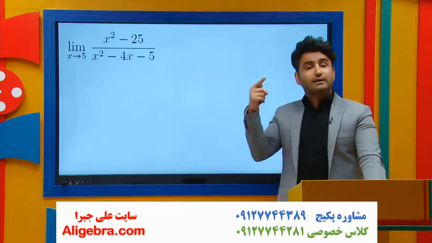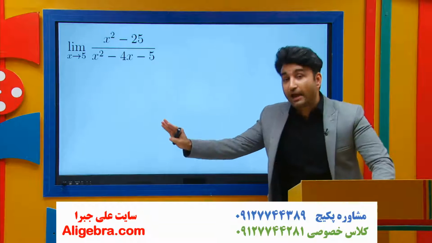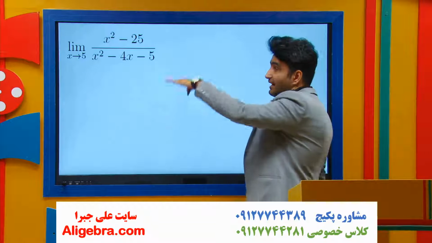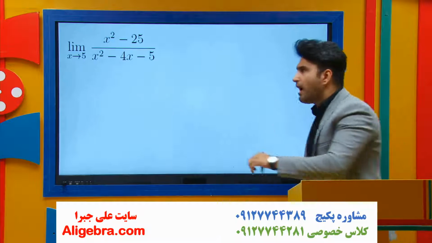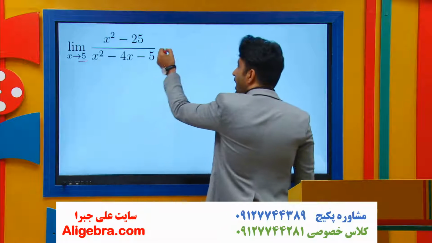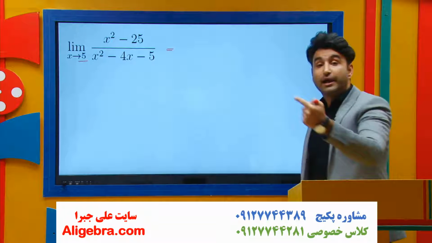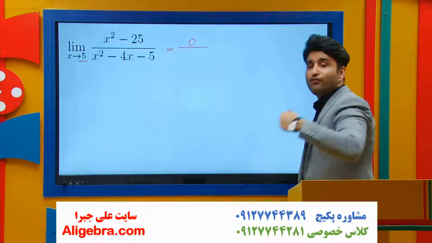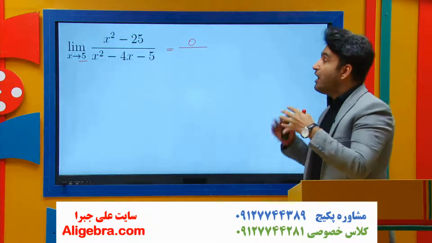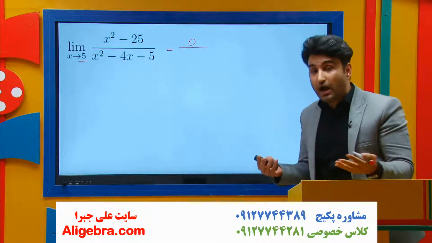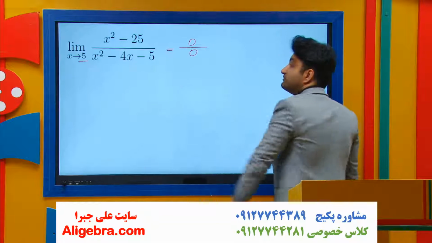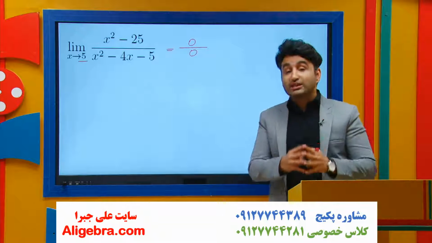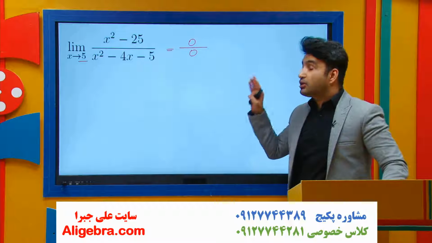What should I do? Step 1, to solve any kind of limits, is to use direct substitution. So replace x's on top and x's on the bottom with 5. If I do that, on top I have 25 minus 25, which is 0, and on the bottom, 5 squared is 25 minus 20 minus 5, which gives me 0. Now I have 0 over 0, which is indeterminate, and that means using direct substitution does not work here.